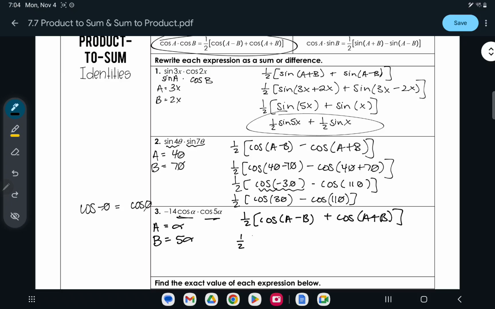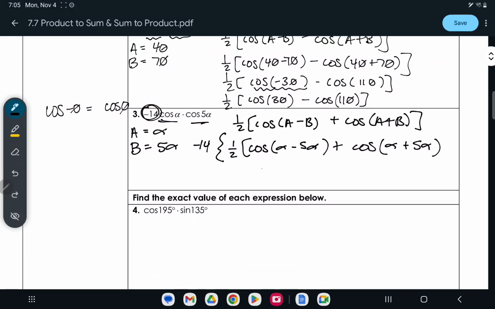Alright, 1/2. Substitute some stuff in. A minus B. And then we have A plus B. And the only thing I also have here is pulling out that negative 14 as a constant. Okay, and we'll deal with that all at the end.